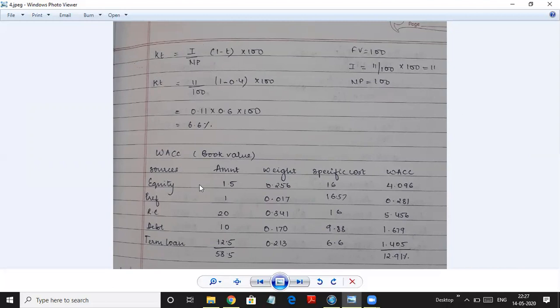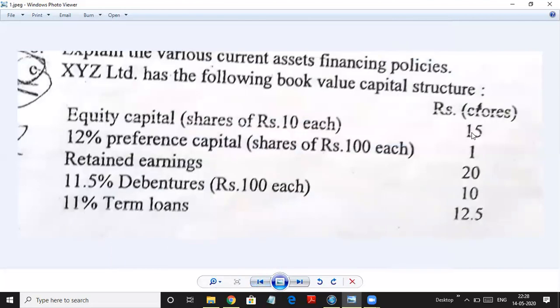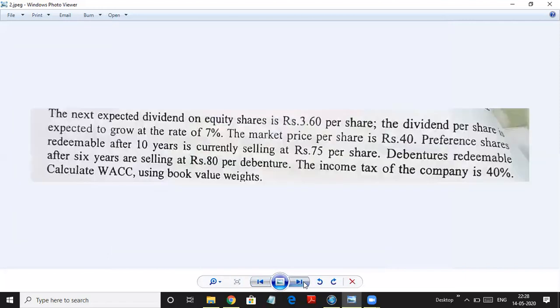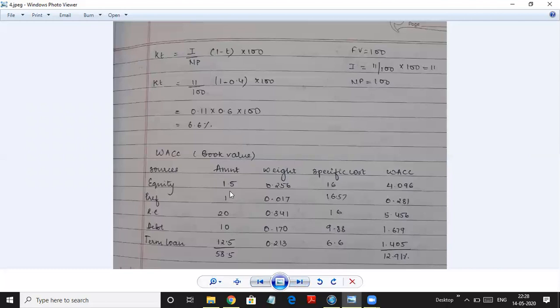Now we have all the values. So we'll put the sources: equity, preference, retained earning, debt and term loan. The amounts given in the question are in crores. So 15, 1, 20, 10 and 12.5. This is 15, not 1.5. 15, 1, 20, 10, 12.5. Total 58.5. See here 10, 30, 40, 50, 55, 57, 58.5.